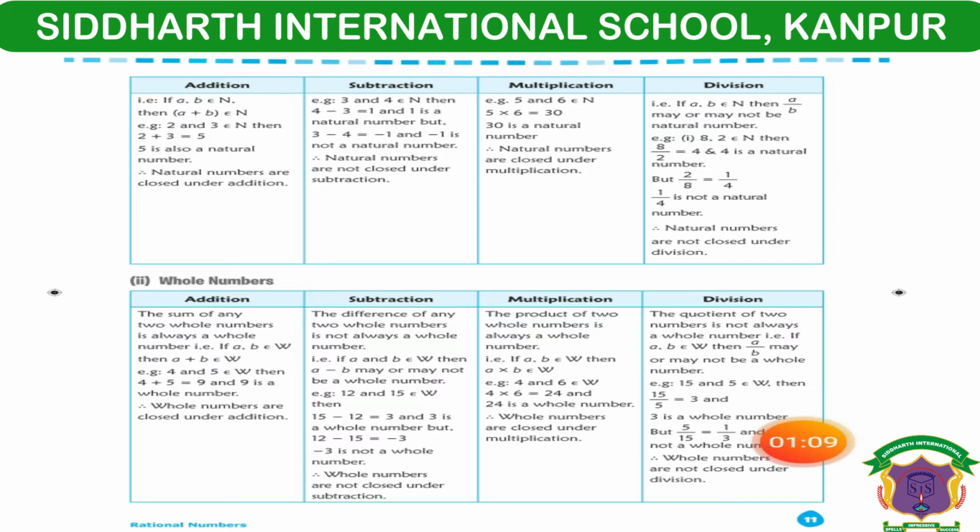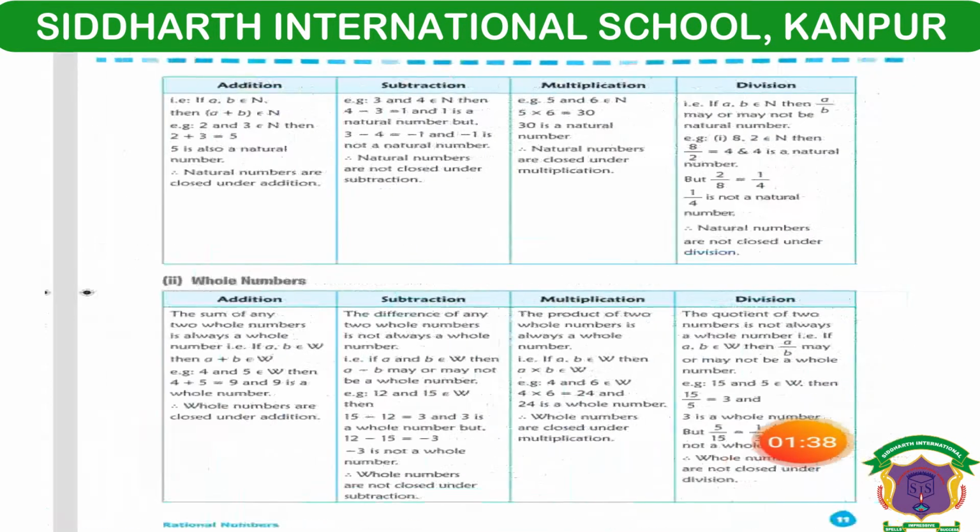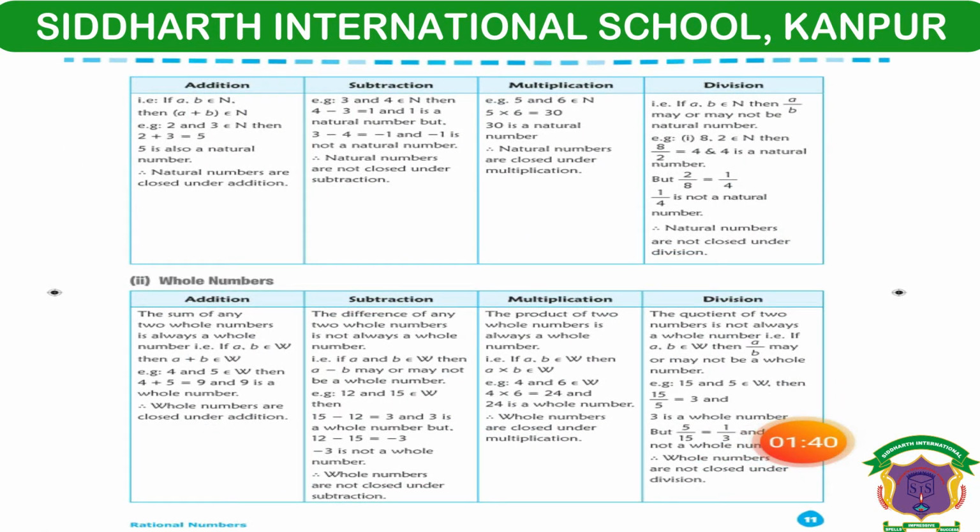whole number. Okay? For multiplication also, children, take any two whole numbers, and when you multiply them together, you're always going to find the result to be a whole number. Children, last time I told you about the sign belongs to, and I told you that capital N represented the set of natural numbers. Here, children, this capital W represents the set of whole numbers.